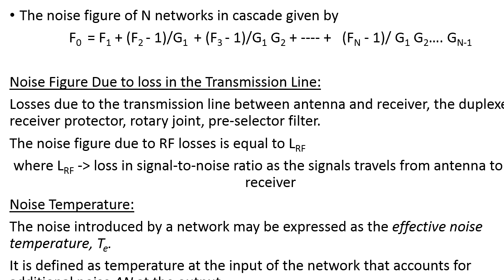Noise temperature in the sense is the noise that is introduced by variation in the temperature, which acts as an input to the noise. So the noise introduced by the network, even if there is a variation in the temperature, the noise is going to be introduced. Such type of noise we call noise temperature, and it can be expressed as TE, that is the effective noise temperature.